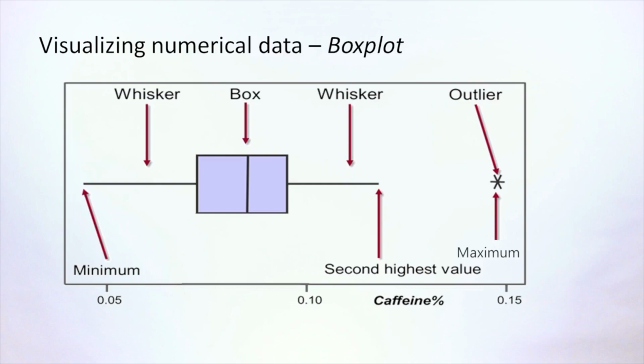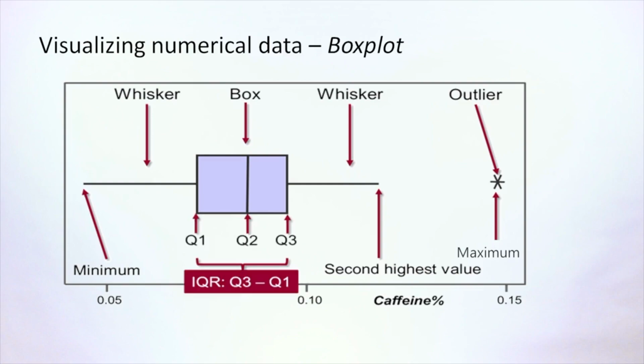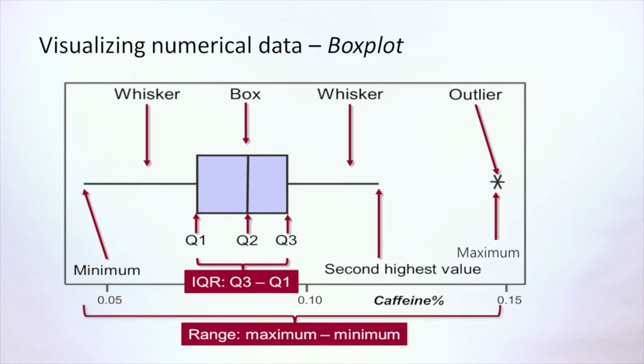The box plot also shows you the interquartile range. The interquartile range is equal to the length of the box, and that is equal to the difference between the third quartile and the first quartile. Also see the video on descriptive statistics for more details on quartiles. The box plot shows you the total range, which is equal to the maximum minus the minimum.